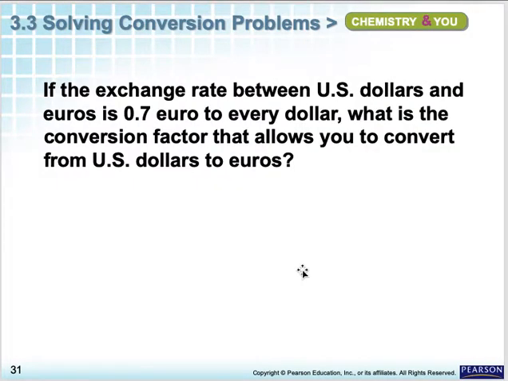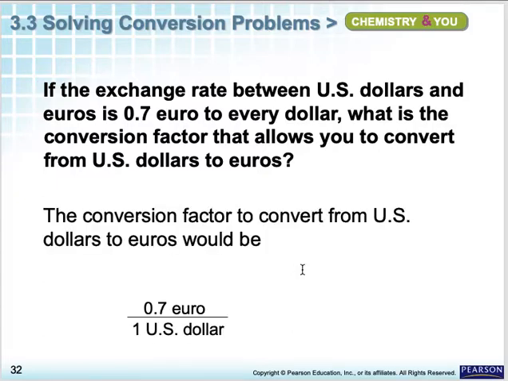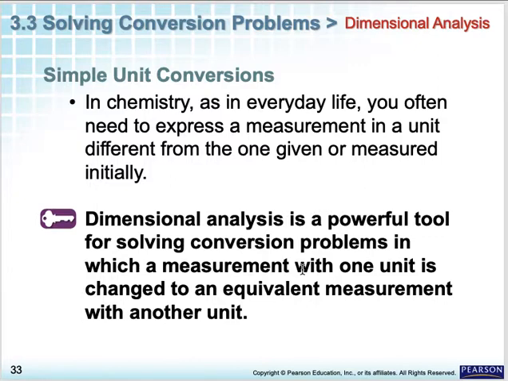So, if the exchange rate between dollars and euros is 0.7 euros for every dollar, what is the conversion factor that allows you to convert from US dollars to euros? Since I want to come out in euros, I would want that on the top of my conversion factor. And so it would be 0.7 euros for every $1. In chemistry, as in everyday life, we can use dimensional analysis to convert from one unit to another unit to make it easier for us to understand or know what we need to know.